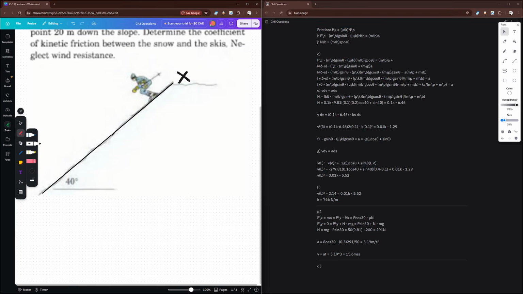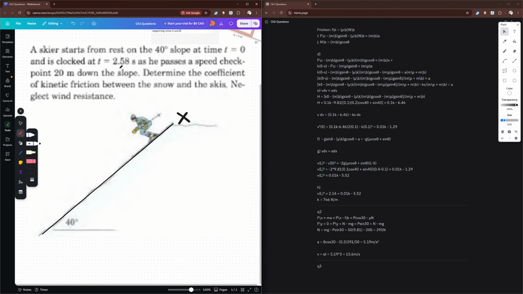What do we want? We have a t naught. We have a t final. We have an s. We don't know acceleration, right? But we can get acceleration with forces. We don't know our mass, by the way. We do not know the mass of the skier, but we don't need it. This is where it gets fun. You don't need mass. Okay?